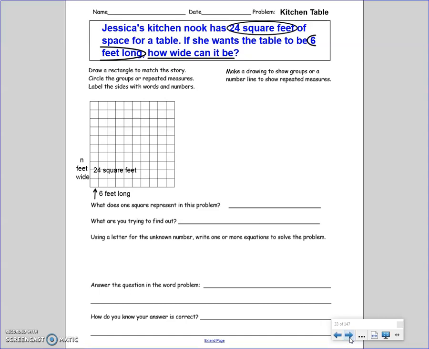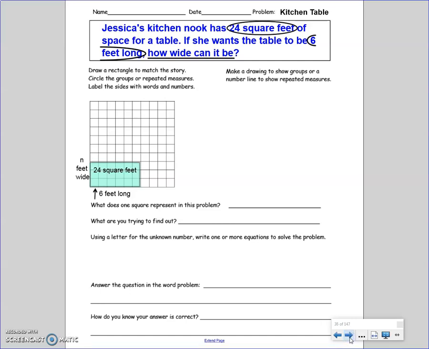unknown information. Now, third grade, we're going to go ahead and figure out what size this rectangle would be. Well, if the table was 6 feet long but only 1 foot wide, it would be a 6 square foot table. We know the table is going to be 24 square feet, so 1 foot wide isn't wide enough. What if it were 2 feet wide? Well, 6 times 2 is 12, so if it were 2 feet wide, it would have an area of 12 square feet. That's not 24 square feet, so that's not wide enough.